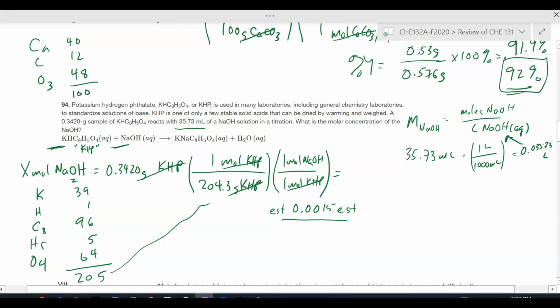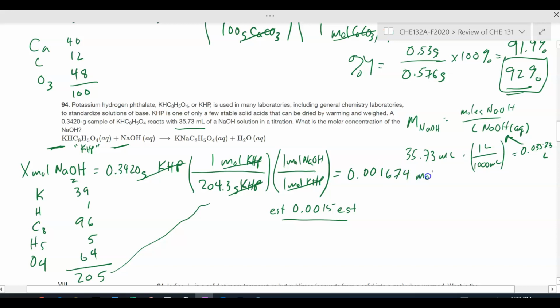Again, might be somewhere around that range, and it's always easy to blow a decimal point one way or the other on these. So 0.3420 divided by 204.3. That's 0.01. 0.001. Guess I'll carry it on out.